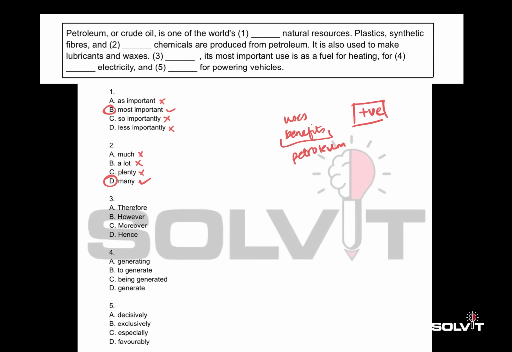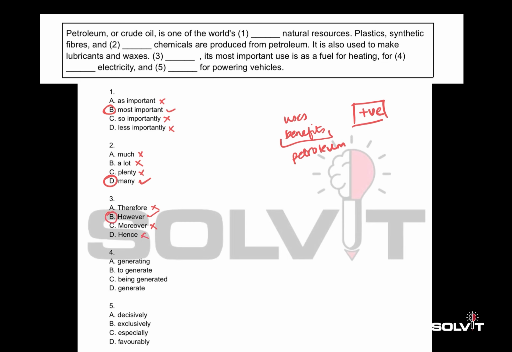Dash, its most important use is as a fuel for heating. Therefore, its most important use is as a fuel for heating? No. However, its most important use is as a fuel for heating? Yes. Moreover, its most important use is no. Hence, its most important use is no.